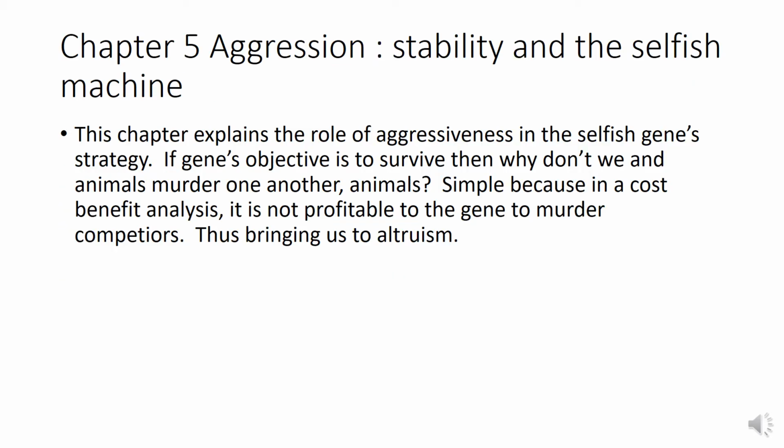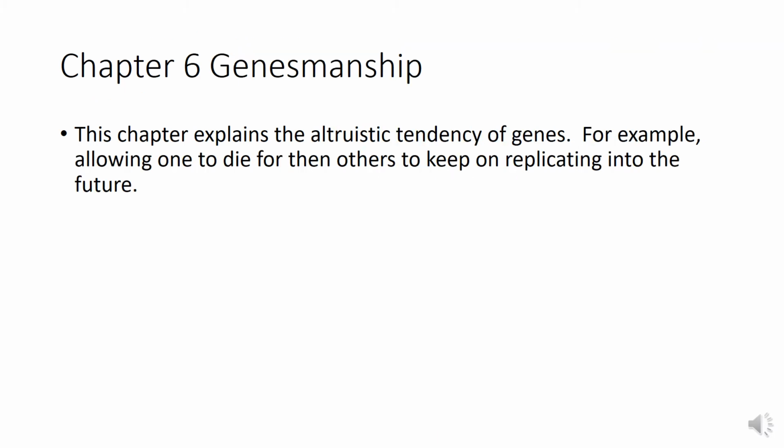Chapter 5. Aggression, Stability, and the Selfish Machine. This chapter explains the role of aggressiveness in the selfish gene strategy. If the gene's objective is to survive, then why don't we and animals murder one another? Simply because in a cost-benefit analysis, it is not profitable to the gene to murder competitors, thus bringing us to altruism.